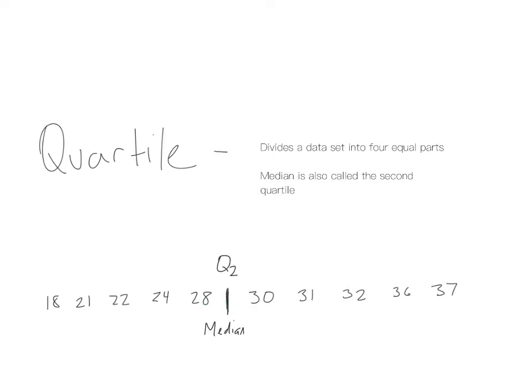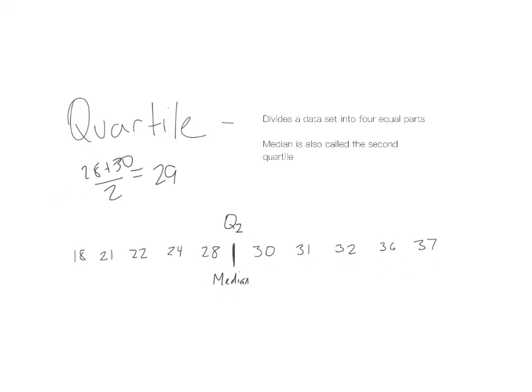So remember, to calculate a median that is actually not present, we need to find the mean of 28 and 30. So you take 28 plus 30 and divide it by 2. That's 58 divided by 2, so it's going to be 29. So the median, or quartile 2, is 29.